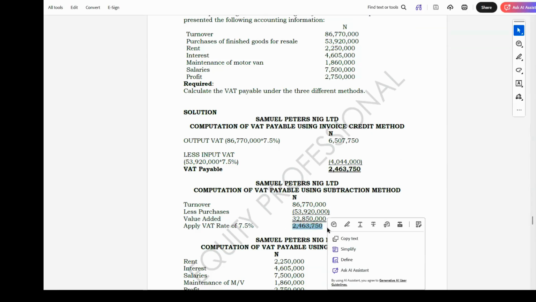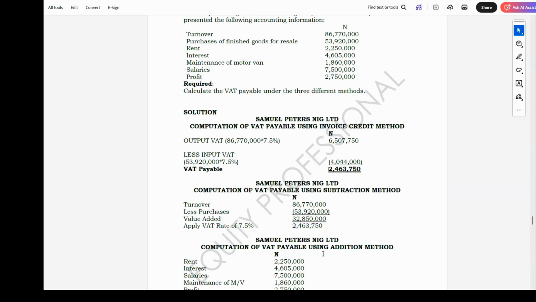2,463,750. I told you that under normal circumstances, when you have the same question, the invoice credit method and the subtraction method will give you the same answer. But in the exam, don't go and use the subtraction method if the examiner did not specify it. You should adopt the invoice credit method. So you can see we have the same answer under the invoice credit method and the subtraction method.